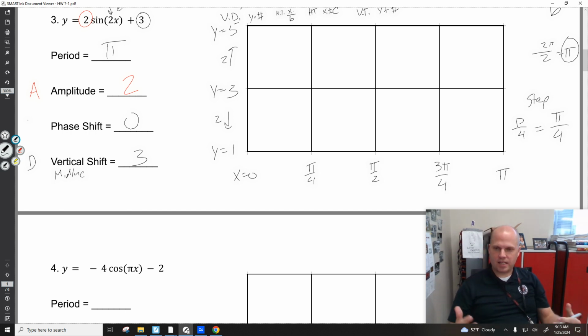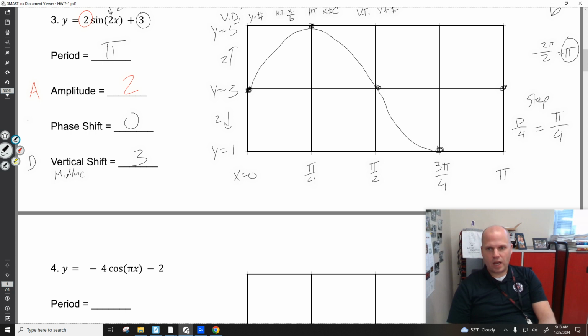And then we pay attention to what trig function we have. We have sine or cosine. Well, sine starts at the midline. If I plugged in 0, I'd have the sine of 0, which is 0, times 2 stays 0, plus 3. I start here. Sine values as I go around the circle will go up to a maximum, back to the middle, to a minimum, back to the middle. And this would be the graph of 2 sine 2x plus 3.